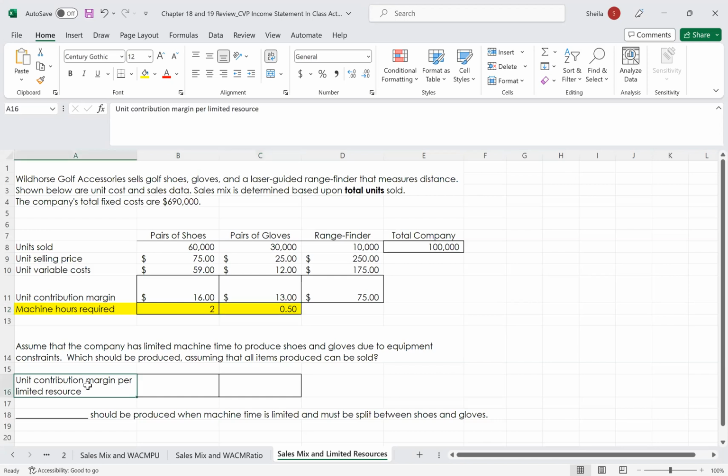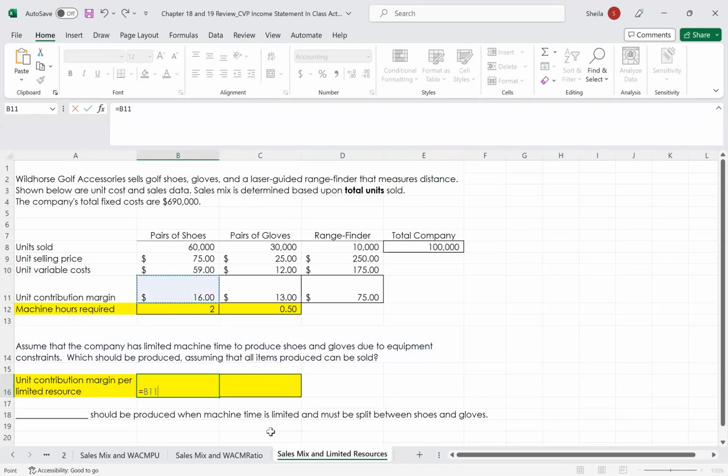So we do this thing called contribution margin per limited resource. What we do is we take our unit contribution margin and divide it by the limited resource requirement. So what happens to the shoes is if it takes 2 hours to manufacture that, we're really cutting that down to $8 per limited resource that we're earning in contribution margin. Now, we're not changing the unit contribution margin, we're just putting it into a different measure.